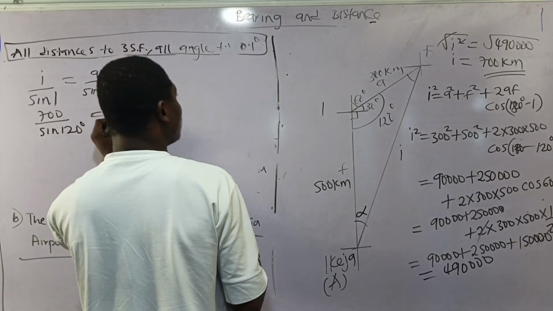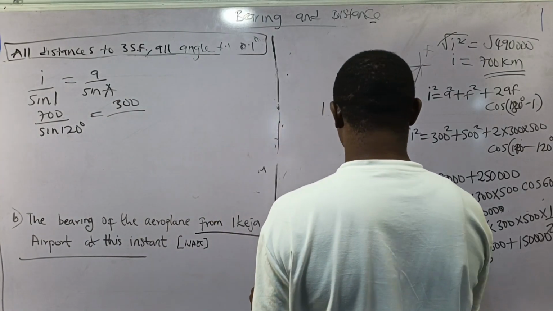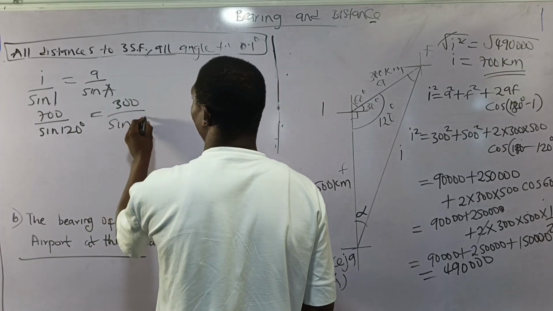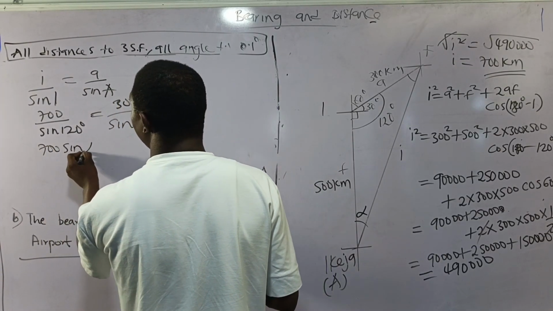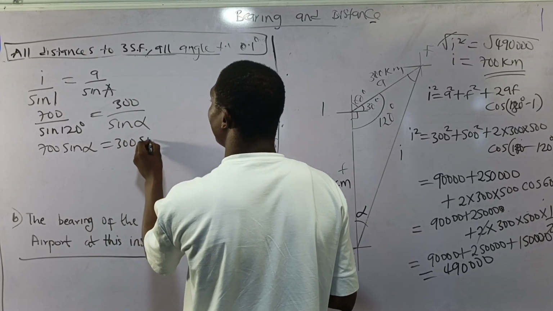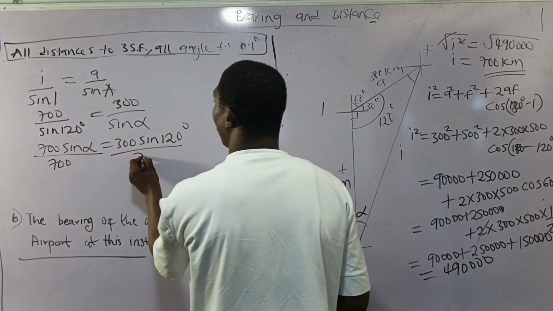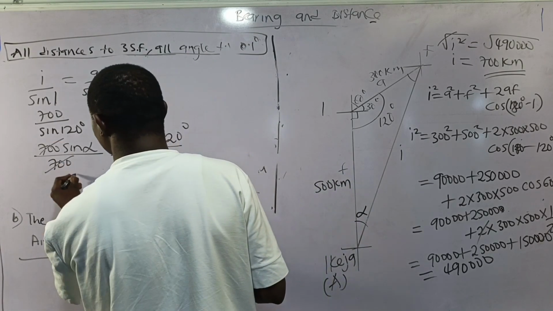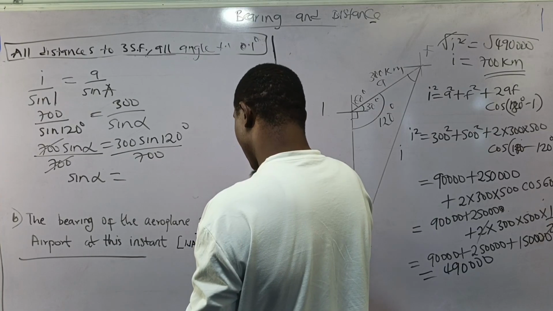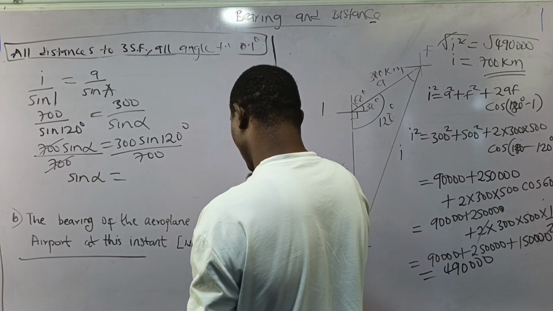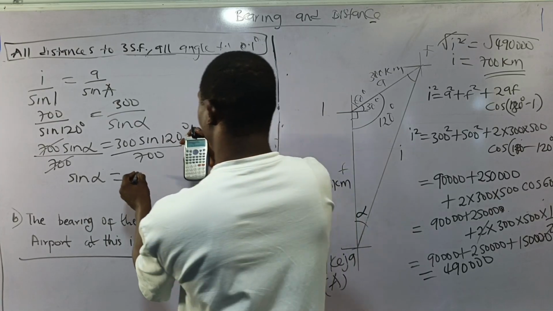120 degrees equals my small letter a, 300, all over my angle A, which corresponds to alpha. So I have sine alpha. Now if I cross multiply, I'll have 700 sine alpha equal to 300 sine 120 degrees, all over 700. 700 will cancel 700. I'll have sine alpha equals 300 sine 120 divided by 700.